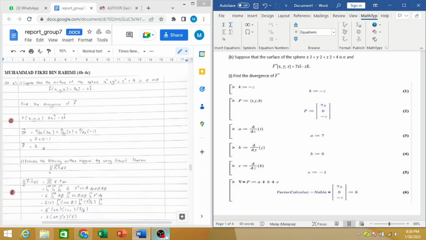So today I would like to present my multivariable calculus assignment, and the questions given to me are 4b until 4c. As we can see, on the right side is the software solution and on the left side is the manual calculation.